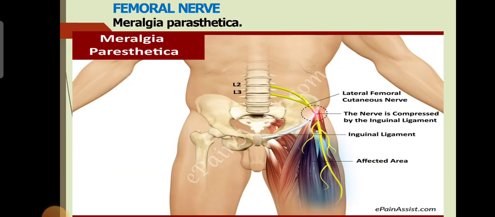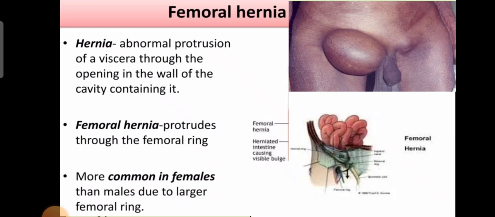Now meralgia paresthetica, it is the compression of the lateral femoral cutaneous nerve by the inguinal ligament. Because of its compression, it causes a pain and paresthesia condition at the lateral aspect of the thigh.